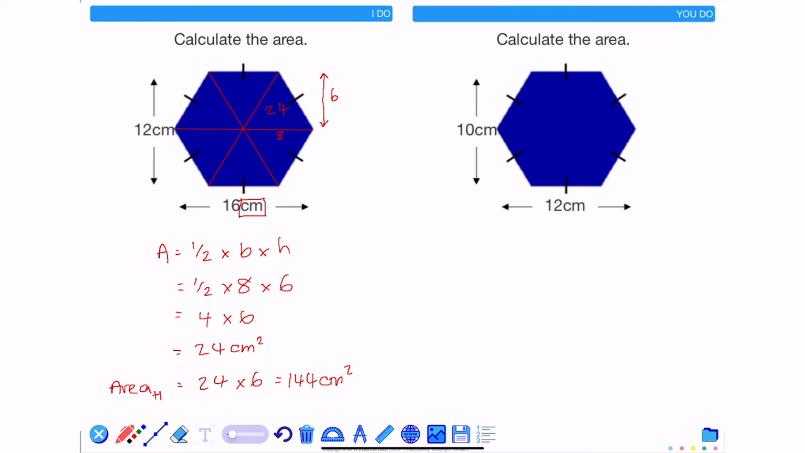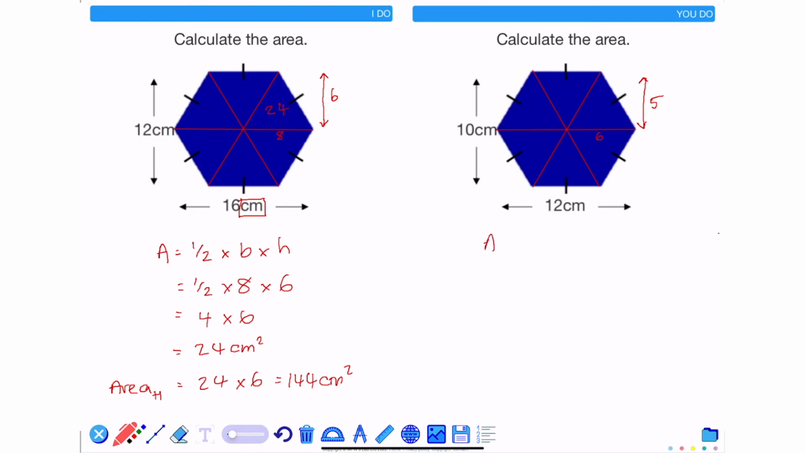So we're going to answer this question in exactly the same way. We're going to divide the regular hexagon into 6 equilateral triangles. If the whole width of the hexagon is 12, the base of the triangle will be 6. And because the height of the hexagon is 10, the height of the triangle will be 5.